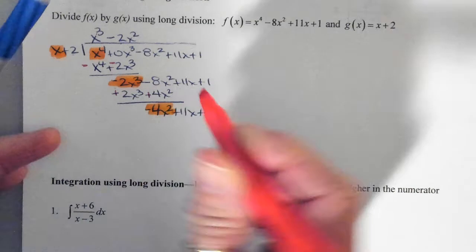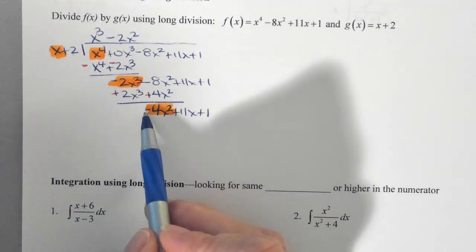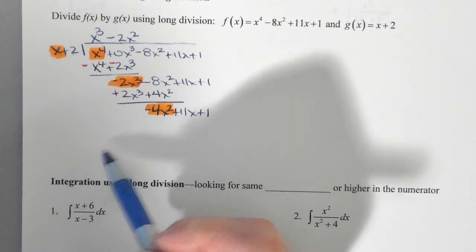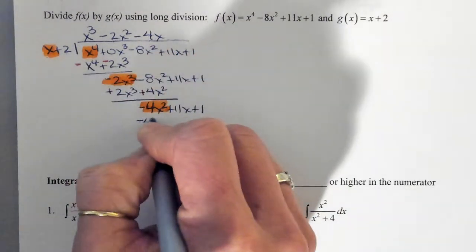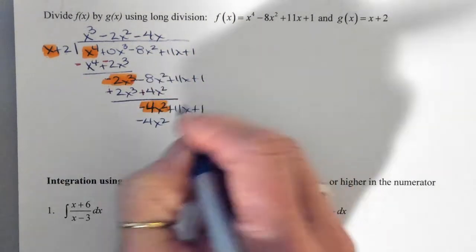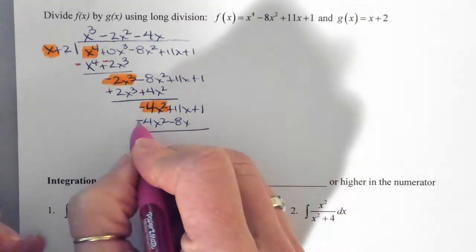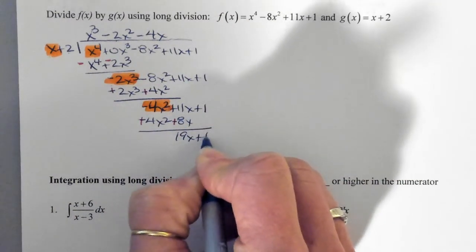So again, not every problem, very few of these problems are going to be this long, but I wanted you to practice. So negative 4x squared divided by x, negative 4x. Negative 4x times x is negative 4x squared. Negative 4x times 2 is what? Negative 8x. Bottom row, signs change. Okay? This becomes 0. This is 19x plus 1.